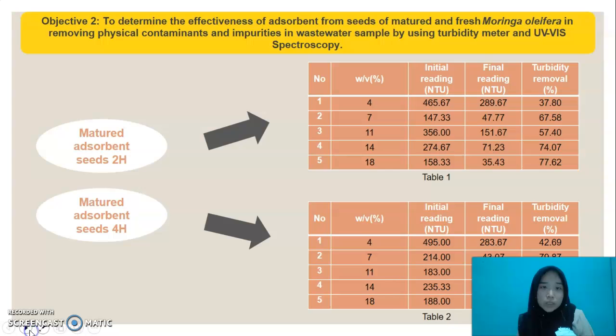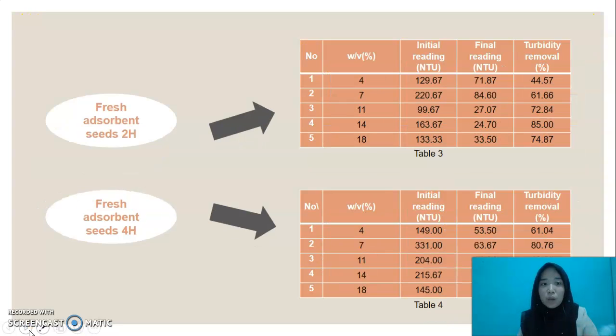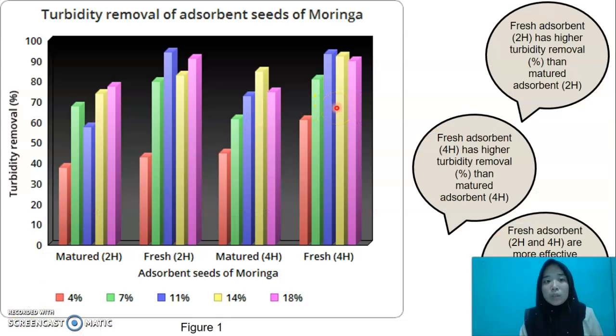I will show you, this is the fresh adsorbent seeds for 2 hour and fresh adsorbent seeds for 4 hour. For better visual, I will show this graph. This graph showed that the fresh adsorbent for 2 hour impregnation time has higher turbidity removal compared to the mature adsorbent for 2 hour. And then the fresh adsorbent for 4 hour also has higher turbidity removal compared to the mature adsorbents for 4 hour. So it can be concluded here that the fresh for 4 hour and 2 hour impregnation time are more effective compared to the matured for 4 hour and 2 hour.